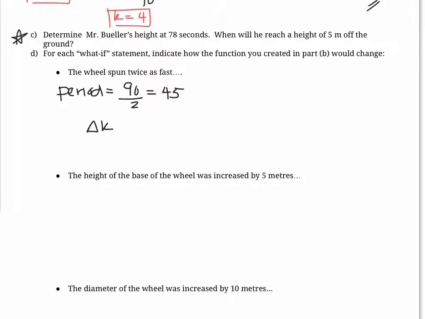If the height of the base of the wheel was increased by 5 meters, that means the entire graph would shift up 5 meters. And that indicates a change in our C value. Our C value would increase by 5 meters. Our C value would therefore be 11 meters.